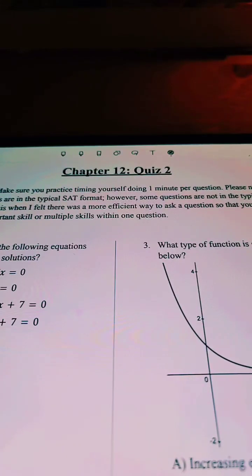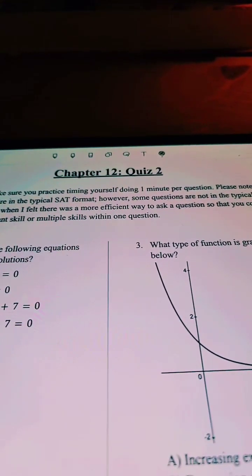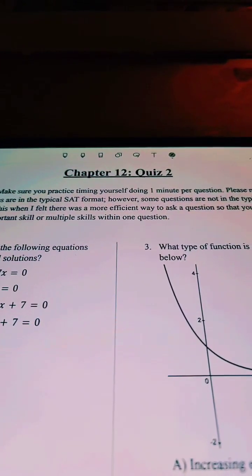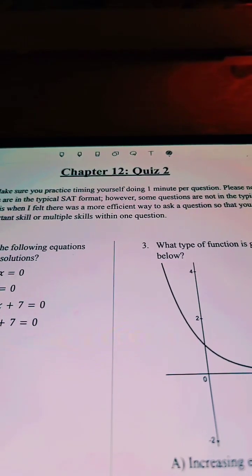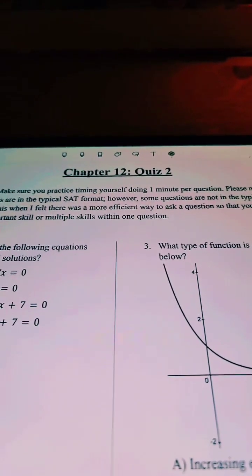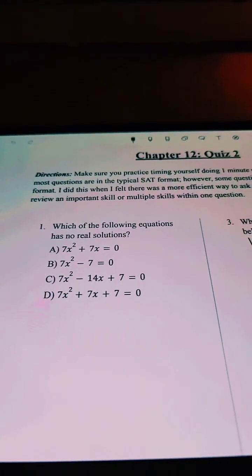Okay, so we're doing chapter 12, which corresponds to quiz 2 of my book, Overcoming Digital SAT Math. Remember, if you have a copy of this, attempt to do it on your own first, do corrections by yourself first, before watching this video for explanations on anything you cannot correct on your own to get the best results. So let's start by going over number 1.